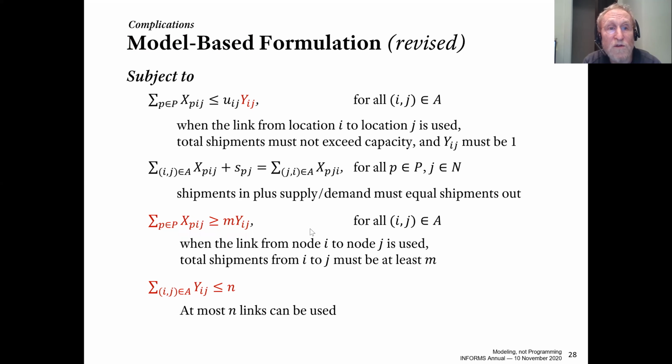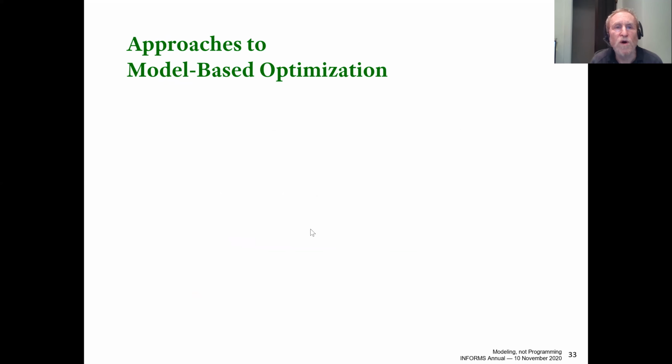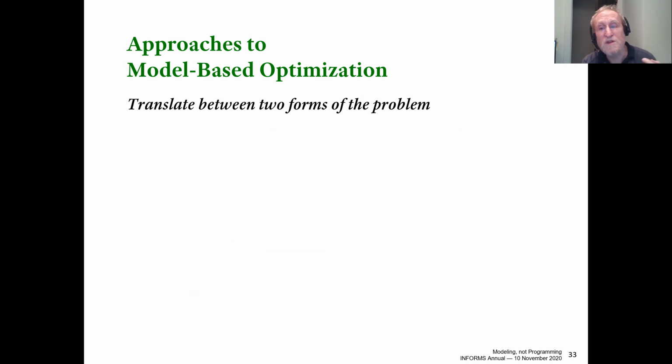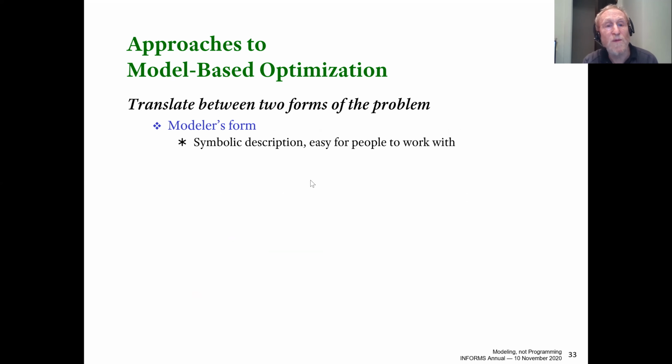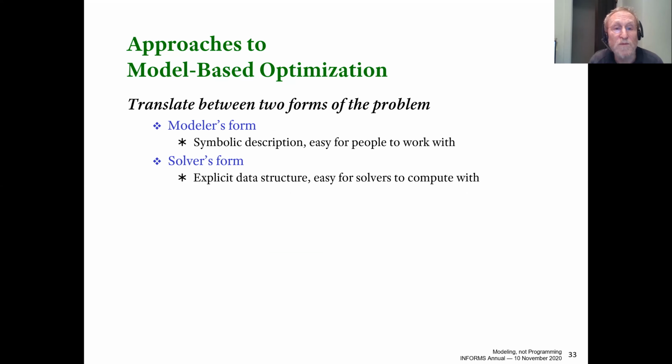But now we can go further and ask, well, what are the approaches to model-based optimization? And it turns out we have two there as well. And I have to say that I've glossed over an important part of model-based optimization, which is that of translation between the two forms of the problem, because I still have both my model and I have the solver. So I have a modeler's form, which is my symbolic description. That's that mathematical description that I gave a few slides back. But there's a solver's form. Those off-the-shelf solvers want some explicit data structure that they can compute with because they're basically number crunching programs. And you have to get from one form to the other.